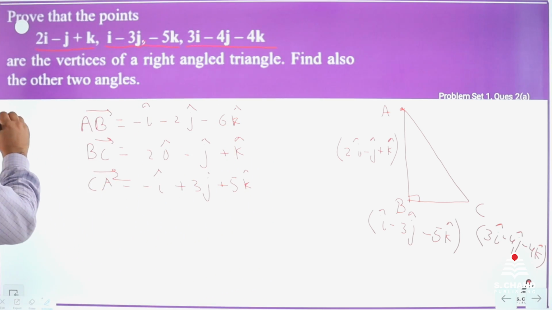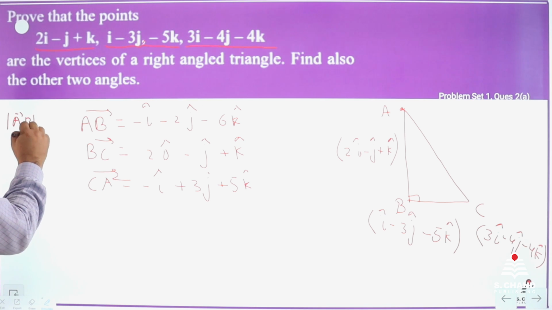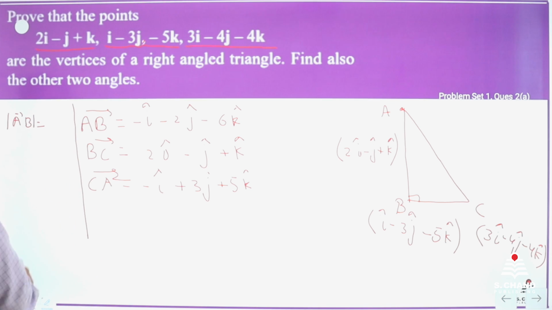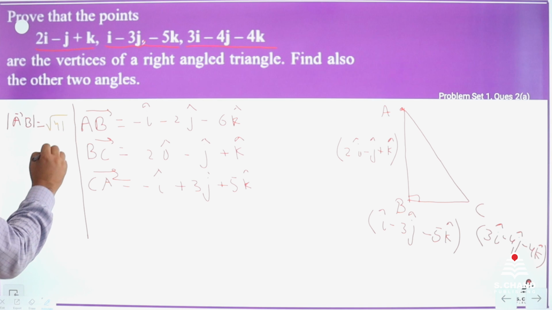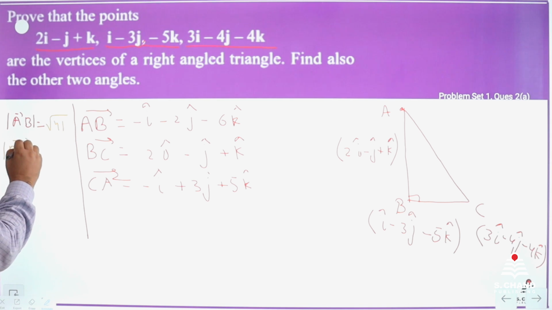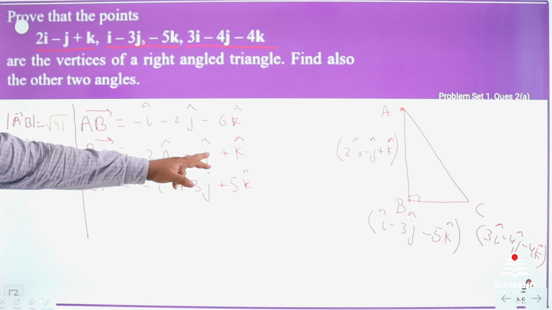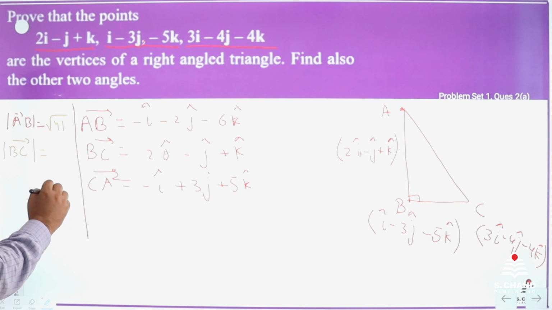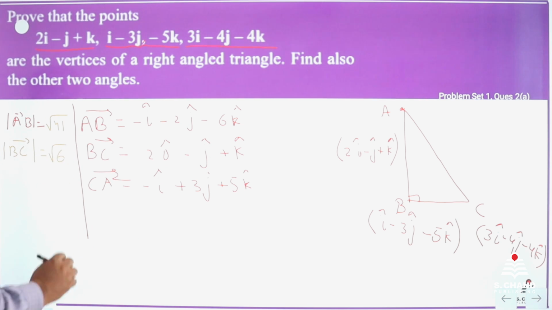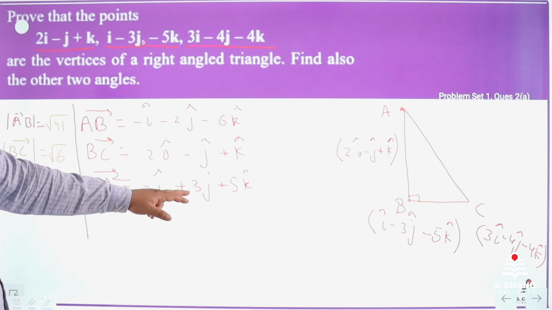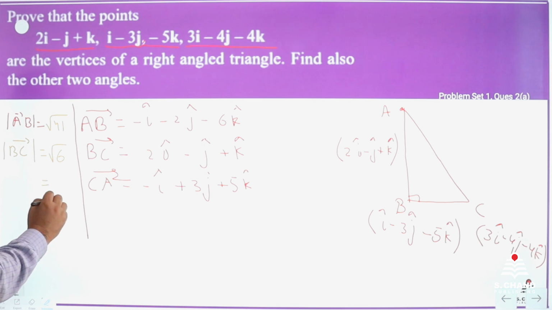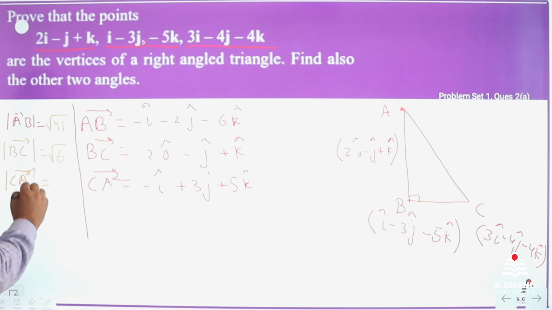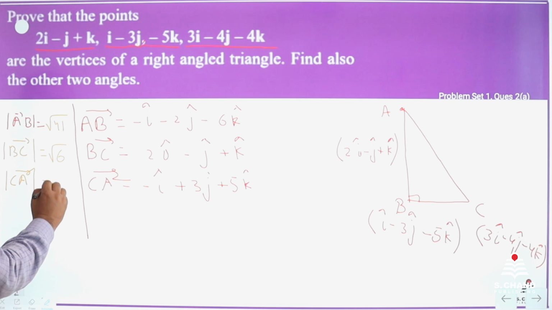From here, can we find mod of AB? Of course, we can find mod of AB. What will be that? So I am writing mod of AB here. Mod of AB would be 1 plus 4 plus 36, that will be root over 41. Mod of BC, what will be mod of BC? 4 plus 1 plus 1, that is root over 6. And here again, if we calculate 25 plus 9 plus 1, that is mod of CA, that is root over 35.